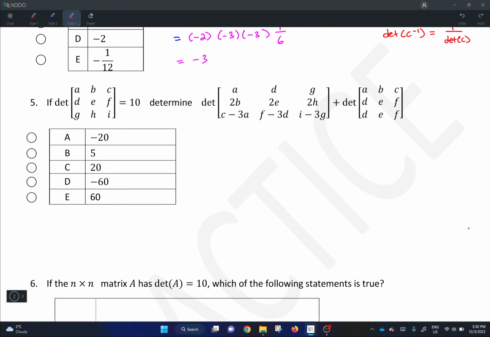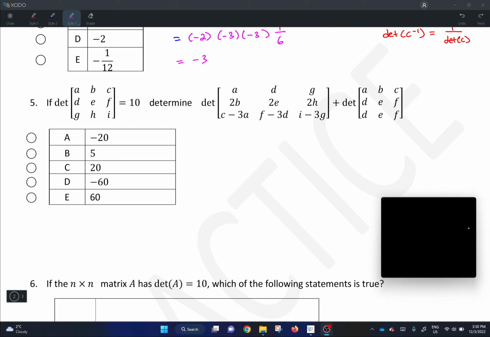Question 5 tells us the determinant of a matrix filled with letters is equal to 10. So A, B, C, D, E, F, G, H, I. Okay, so we have the matrix filled with letters, and we're asked for the determinant of a combination of similar letters. So the way this works is we have to manipulate the matrix. It's a messed up version of what we're given. We have to unmess it up. We have to disentangle what's been done to it.